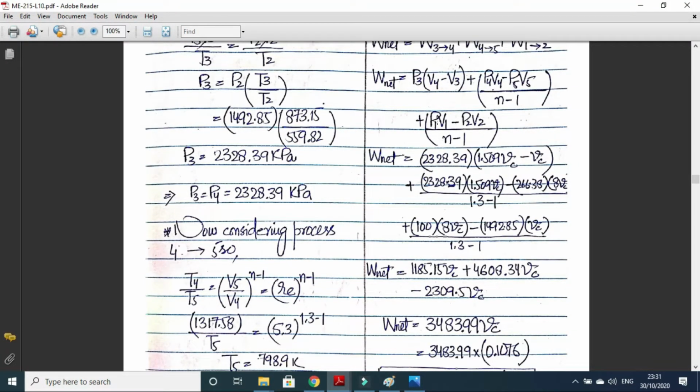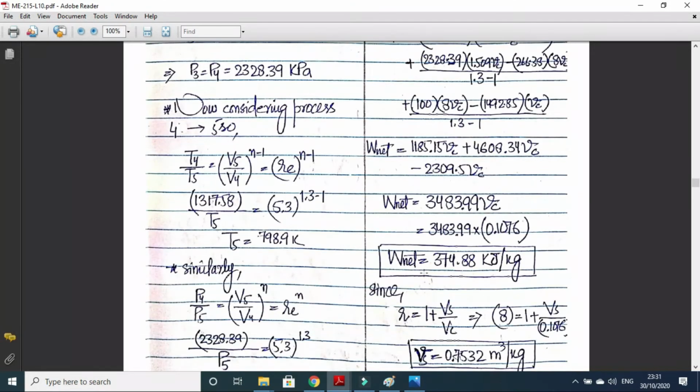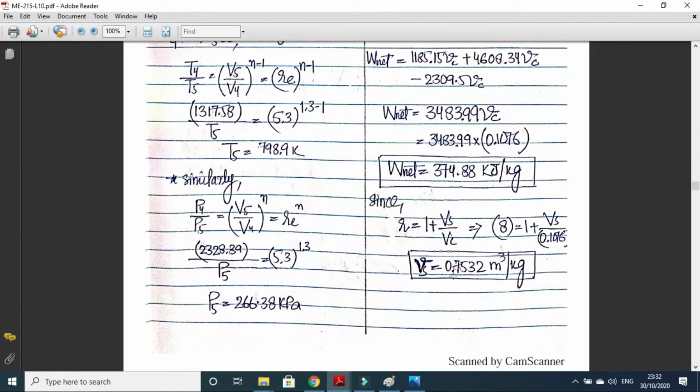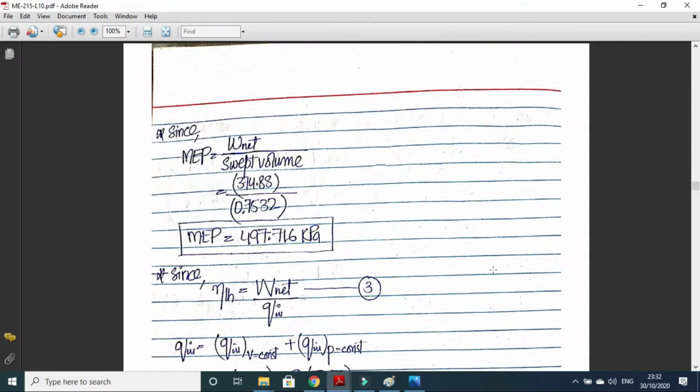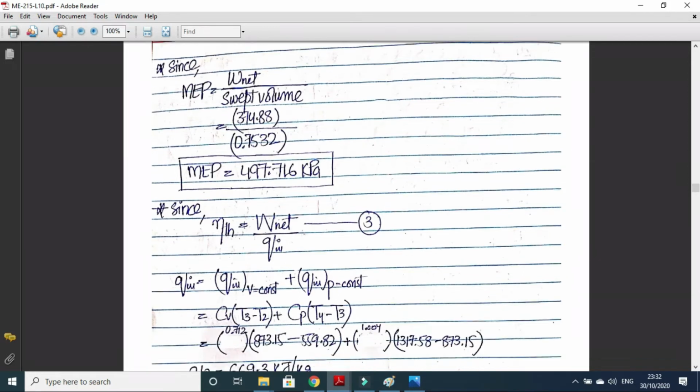Now we can calculate the net work output by using this formula. We know pressures at all the points, and we have put all the volumes in terms of clearance volume. So we can calculate the net work output in terms of clearance volume. Clearance volume is known, so we know the net work output. R is 1 plus Vs upon Vc, with this equation we can find the swept volume. So we can divide the net work by the swept volume to know the mean effective pressure.